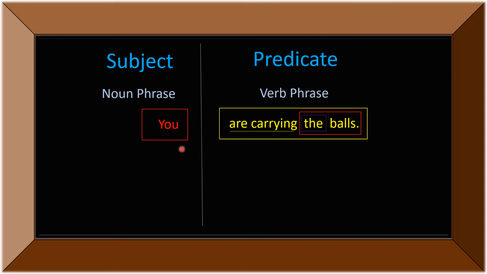You are carrying the balls. You is a personal pronoun in subjective case. Are carrying the balls is the verb phrase and the predicate of the sentence. Now, are is an auxiliary verb, also known as a helping verb, and a primary auxiliary verb. Carrying is a verb, dynamic verb, extensive verb, transitive verb, and present participle. Carrying is considered the main verb. The balls is a noun phrase and a direct object. The is a determiner and definite article. Balls is a noun, concrete noun, countable noun, plural noun, and a common noun. It's a declarative sentence, so we're going to add a period at the end of the sentence.